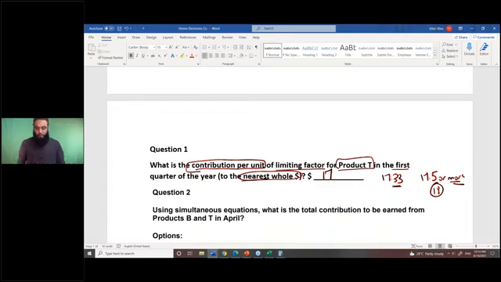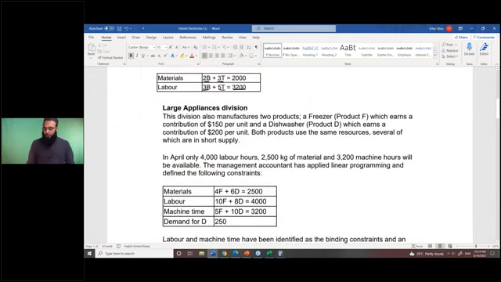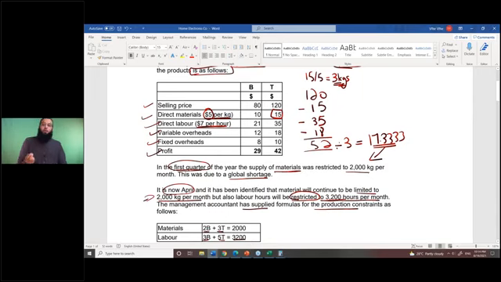So the answer is 17, nearest whole number, because it's 17.33. So the answer is 17, right? I hope this is clear. If you have any questions, just hold on. I'll ask you after the second or third question. So that's straightforward: contribution per limiting factor.